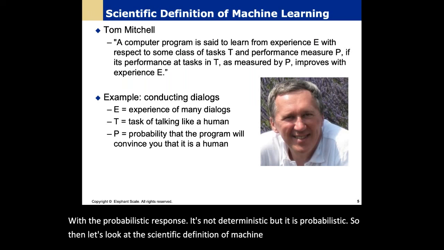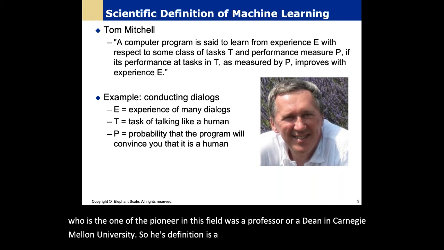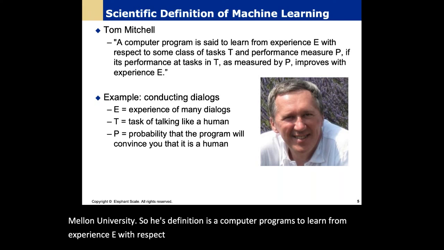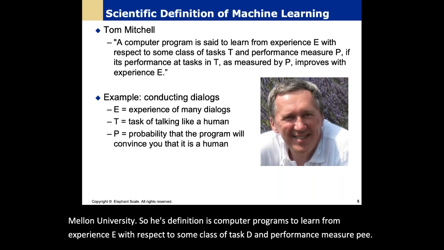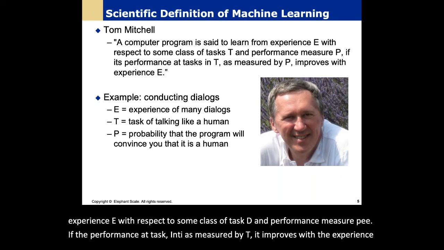So then let's look at the scientific definition of machine learning. It's from Tom Mitchell, who is one of the pioneers in this field, a professor or a dean at Carnegie Mellon University. His definition is: a computer program is said to learn from experience E with respect to some class of tasks T and performance measure P, if its performance at tasks in T, as measured by P, improves with experience E. So let's break it down.